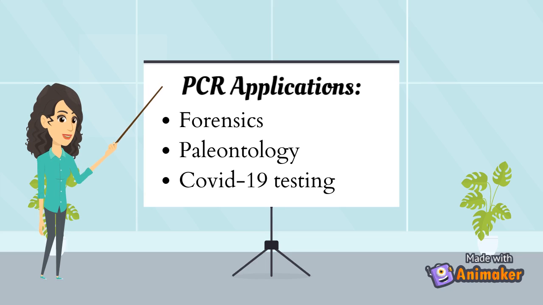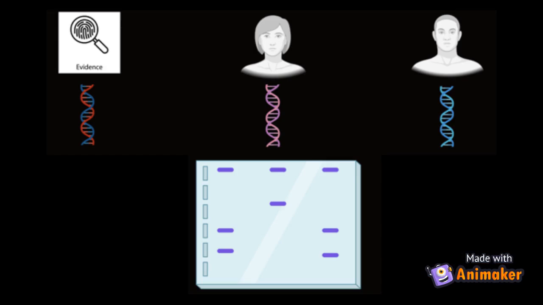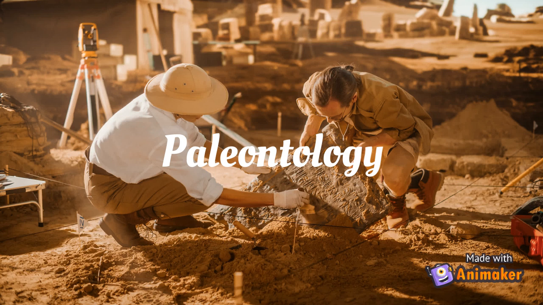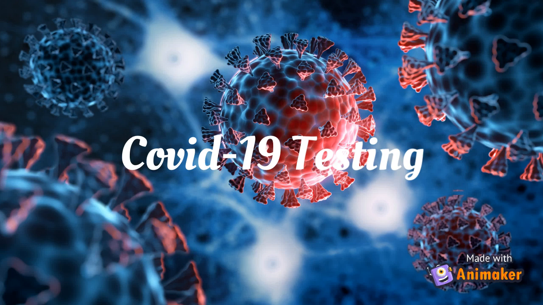PCR is used in a variety of applications such as forensics, paleontology, and COVID-19 testing. In forensics, DNA samples that are isolated from a crime scene can be compared with DNA from suspects using PCR. In terms of paleontology, PCR allows DNA that is thousands or millions of years old to be sequenced from dried or fossilized specimens.